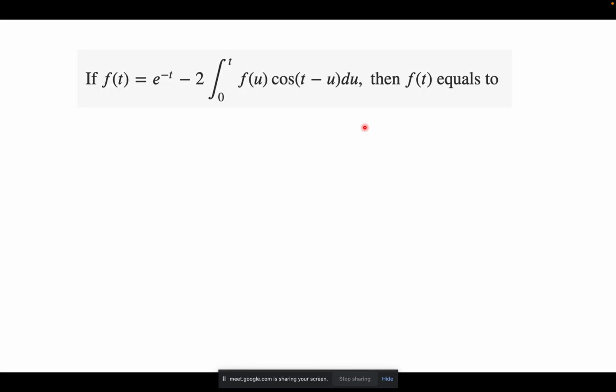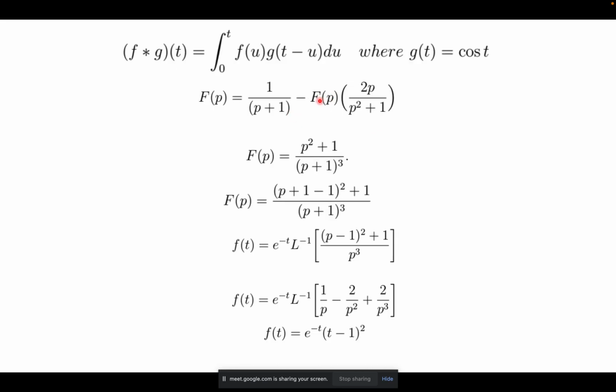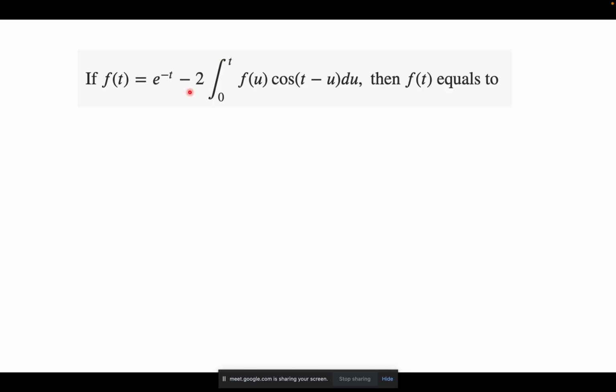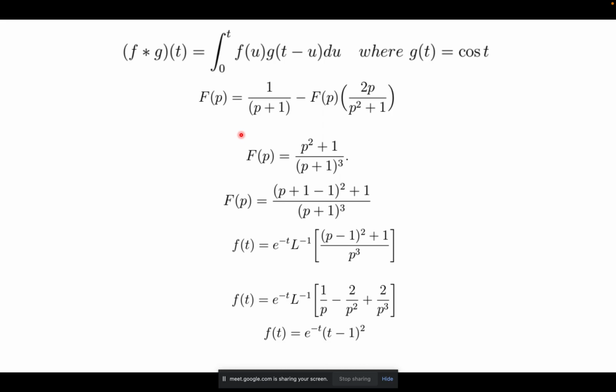The Laplace transform of f(t) will be nothing but F(p), and the Laplace transform of cos t will be p upon p square plus 1, and the 2 comes in because it's the coefficient. So again you need to express F(p) in terms of p. F(p) is equal to (p square plus 1) upon (p plus 1) whole cube, right? And from there you can also express this F(p) like this.